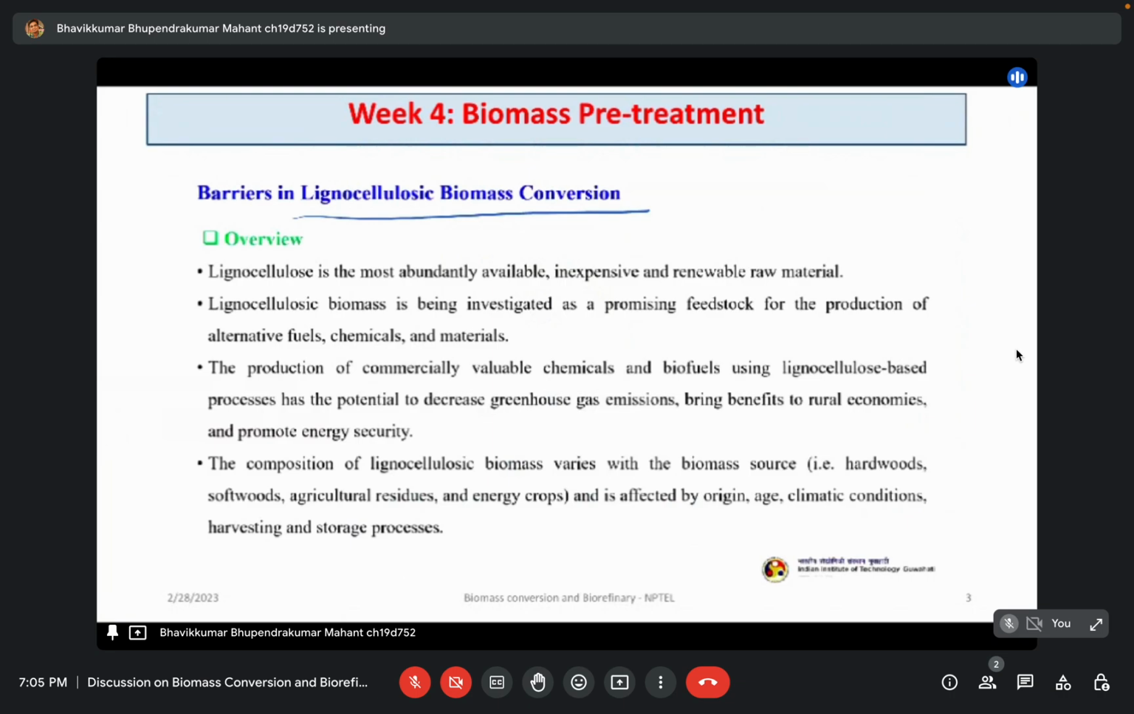In the first few slides of this biomass pre-treatment, they mentioned that lignocellulosic biomass is available in many places, and it will be a very good raw material as a biomass source, and we can convert it into many fuels and chemicals. It has the potential to decrease greenhouse gas emissions, benefit rural economies, and promote energy security. And the main thing is that these questions come from this sentence: the composition of the lignocellulosic biomass varies with the biomass source and is affected by origin, age, climatic condition, harvesting and storage processes. It means it depends on the source as well as age, different environmental factors, storage processes, and harvest.